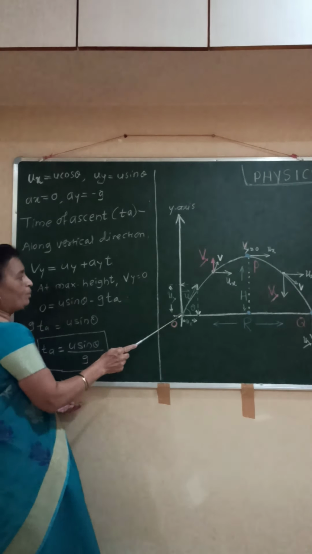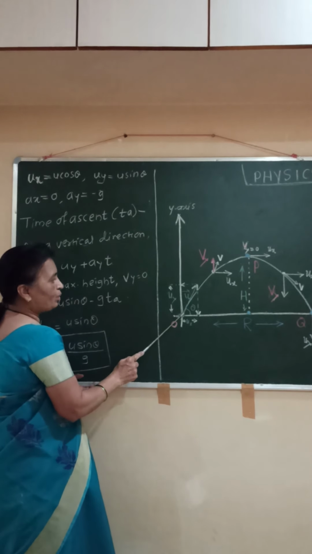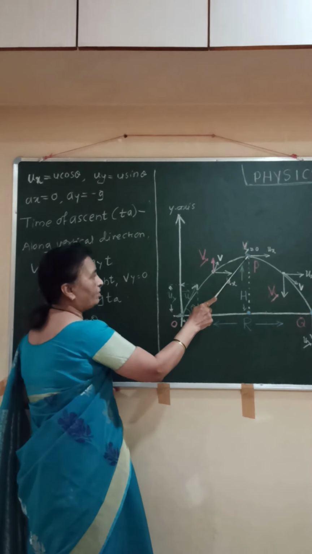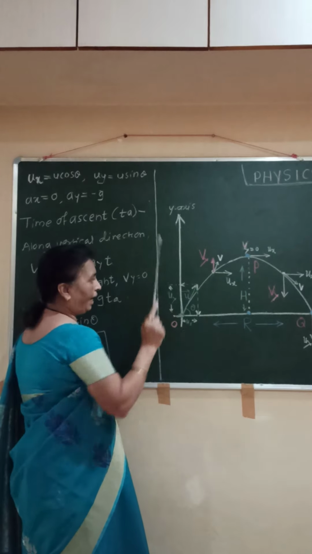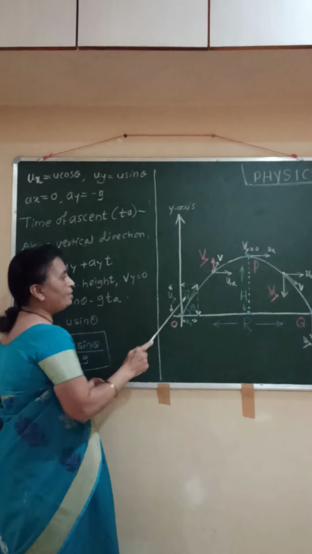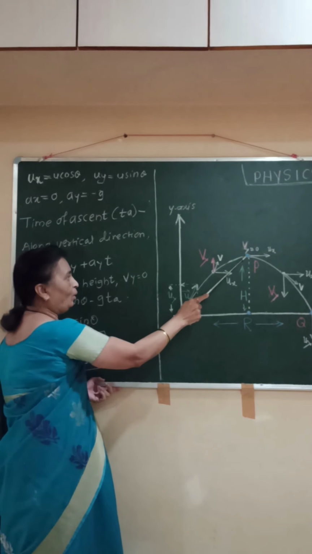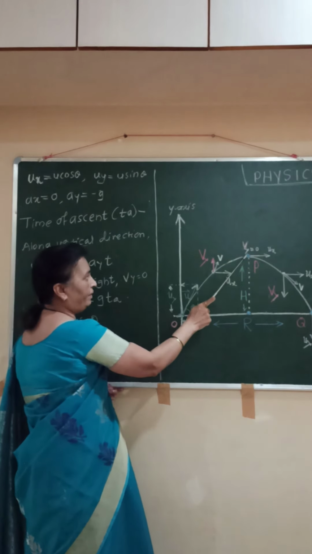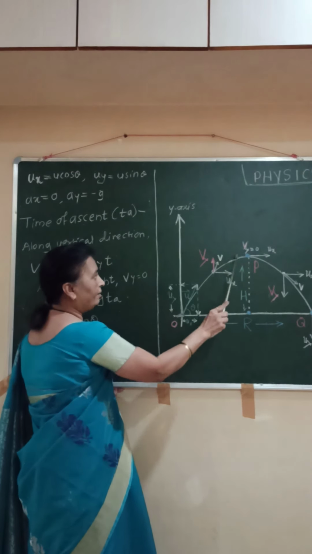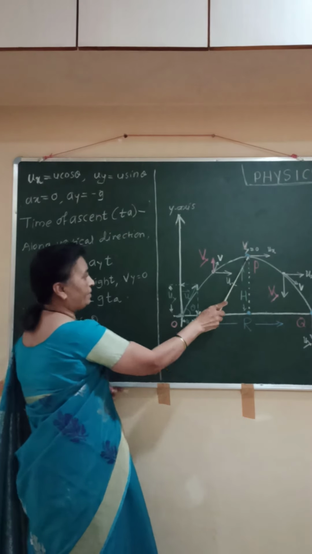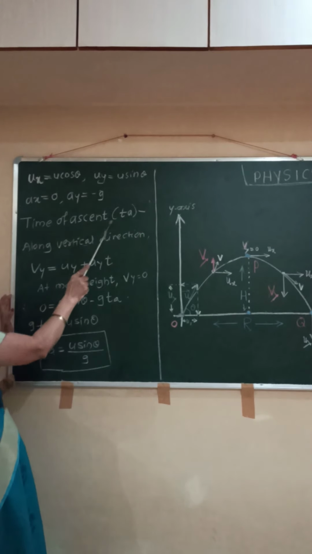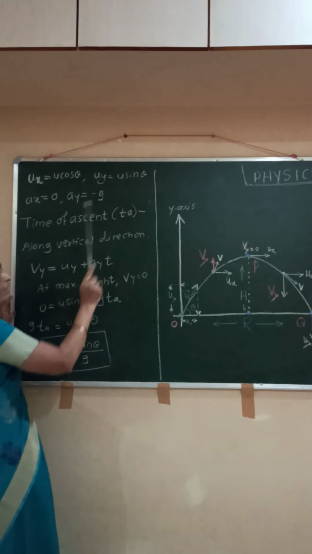Now first of all we define what is the time of ascent of the projectile. As we know, when the projectile is projected in the xy plane, it travels in the xy plane and after some time it reaches the maximum height. The time taken by the projectile to reach the maximum height, that means the projectile is moving in ascending order. So what time that projectile has taken to reach the maximum height, that is known as the time of ascent of the projectile and is denoted by TA.